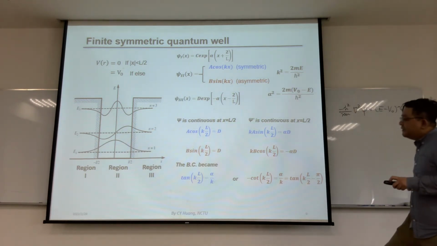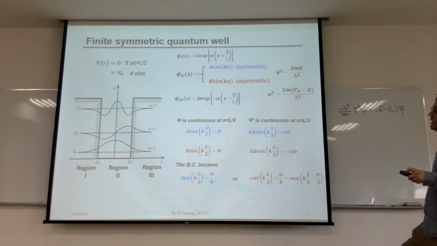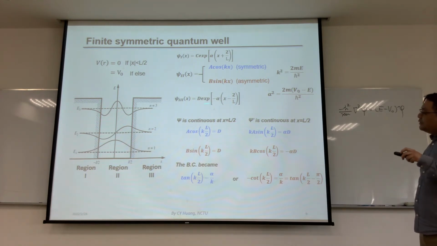So the wave function could be written as D exponential of minus alpha times x divided by 2 over L. So it is just a smart way to write it down like that. Then the relation between alpha and V0 will be alpha squared equal to 2m over h bar squared times V0 minus E, since we already assumed that V0 should be larger than E. Alright.